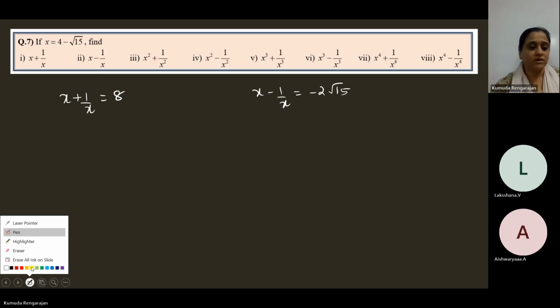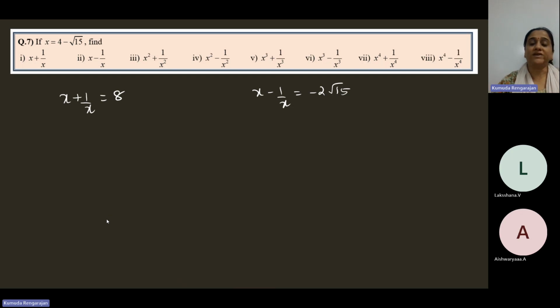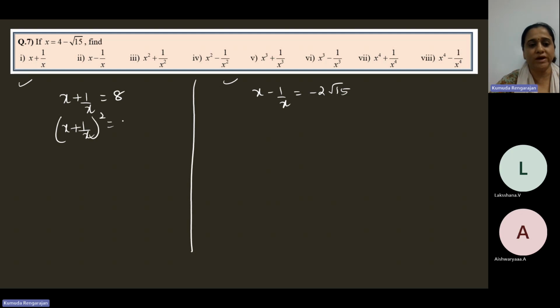Okay. So I said to find the value of x square plus 1 by x square, you can use this equation, x plus 1 by x is equal to 8, or x minus 1 by x is equal to minus 2 root 15. Now we'll work it simultaneously. Any one method is enough, but we'll work it simultaneously to understand that you can work it this way or this way. Okay, now what you have to do is square this on both the sides. So we have x plus 1 by x, the whole square, is equal to 8 square.